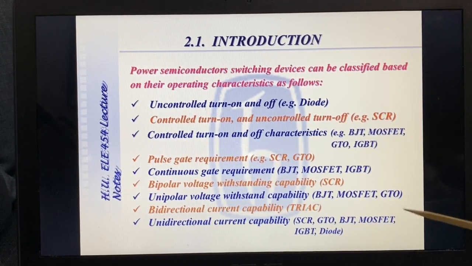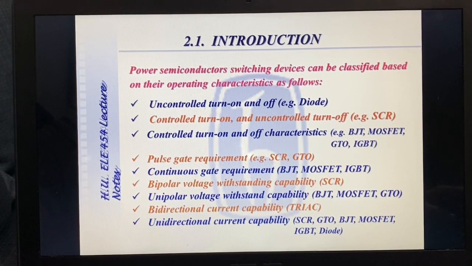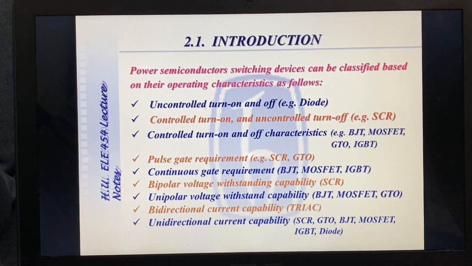Why is MOSFET a bidirectional current carrying capability device? Because it has an intrinsic diode, a built-in reverse diode across its terminals between drain and source, as we will see again in the preceding slides.